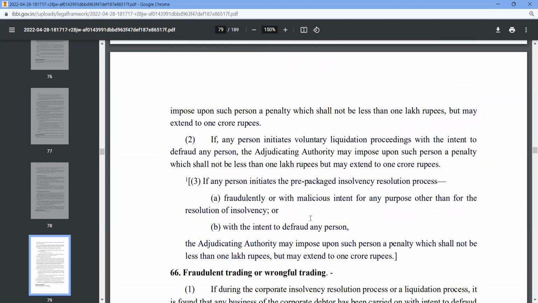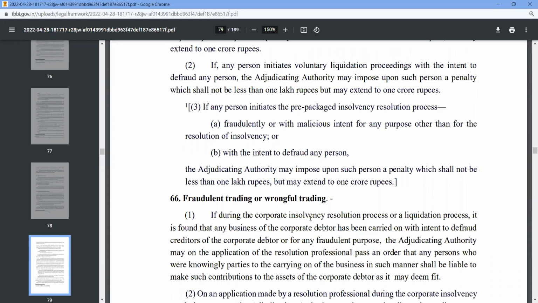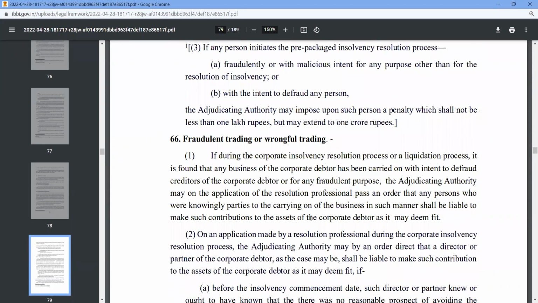So 66 says fraudulent trading or wrongful trading. Now sometimes the business is conducted in a fraudulent manner. So section 66 talks of this. If during CIRP or liquidation it is found that any business of the corporate debtor has been carried on with intent to defraud creditors of the corporate debtor or for any fraudulent purpose, the adjudicating authority may, on the application of RP, pass an order that any persons who were knowingly parties to the carrying on of the business in such manner shall be liable to make such contribution to the assets of the corporate debtor as it may deem fit.